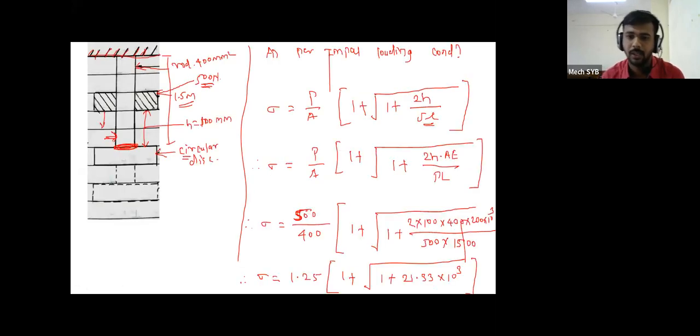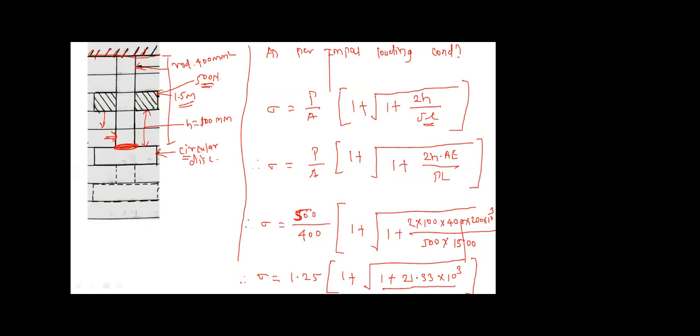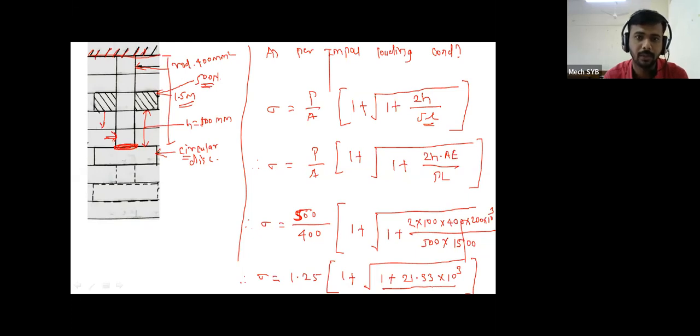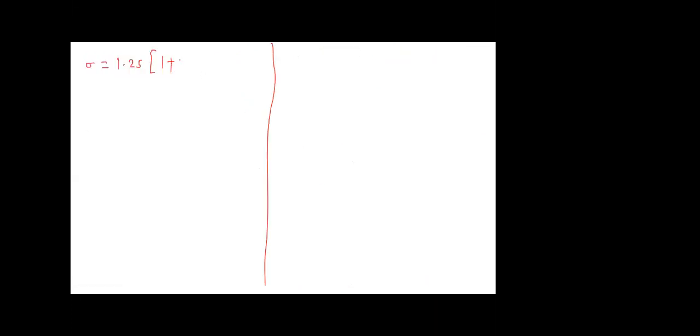Yes, 21.33. Everyone is sending the answer and the answer is the same for all of you. 21.33 into 10 raised to 3. So now the next step, sigma is equal to 1.25 as it is, square root of 1 plus 21.33 into 10 raised to 3. Now take the square root of this particular term. What is the square root value of the total term? 146.061.